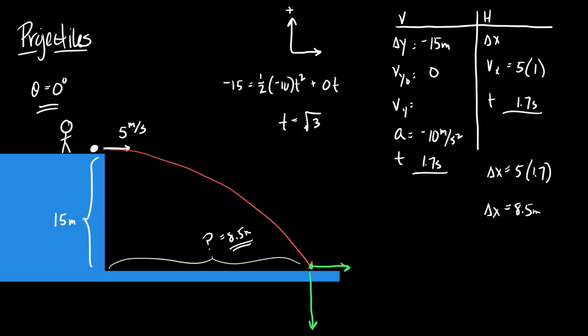At the same time, it was moving horizontally as it went from the top of the building to the bottom of the building. In fact, what is its horizontal velocity just before it strikes the ground? 5 meters per second. Does the horizontal velocity change as it moves through the air? It does not. There's no acceleration in the horizontal direction. So it just makes it to the ground at the same horizontal speed. What angle does it strike the ground?